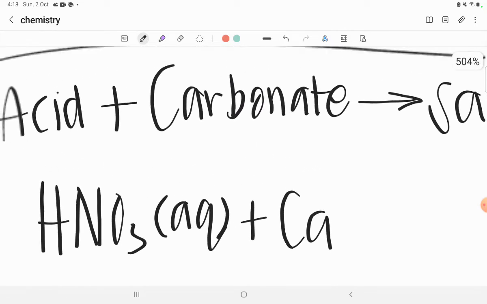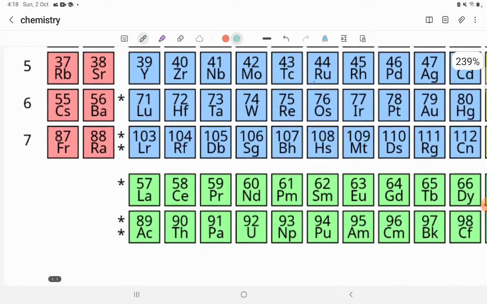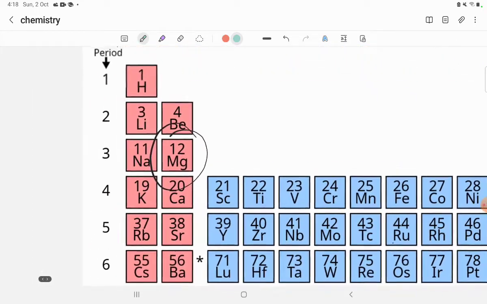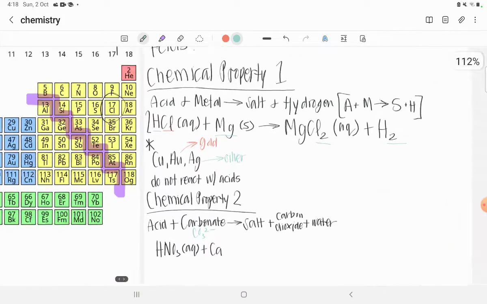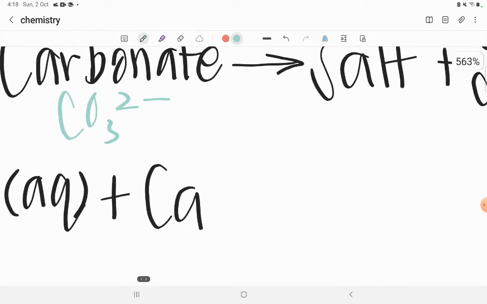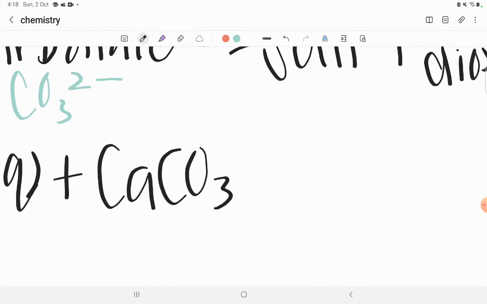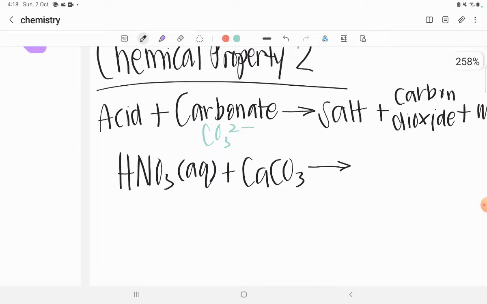Carbonate is CO3 2 minus. So let's look at the charge for calcium. Calcium is over here, so it has a charge of 2 plus. That's perfect because now we only need 1 calcium. So CaCO3, and that will give us, okay, it's the same thing as before.